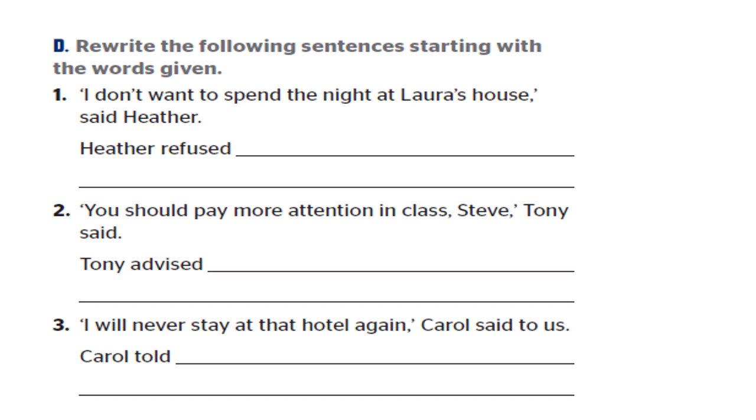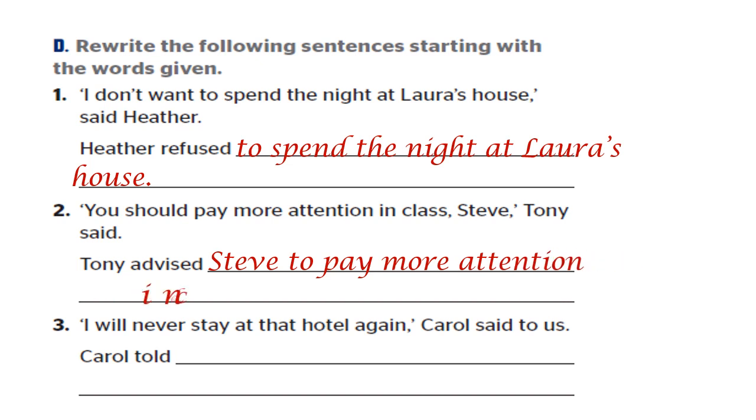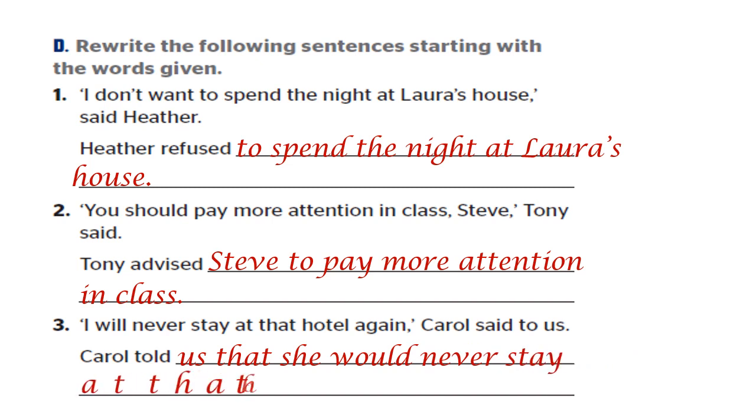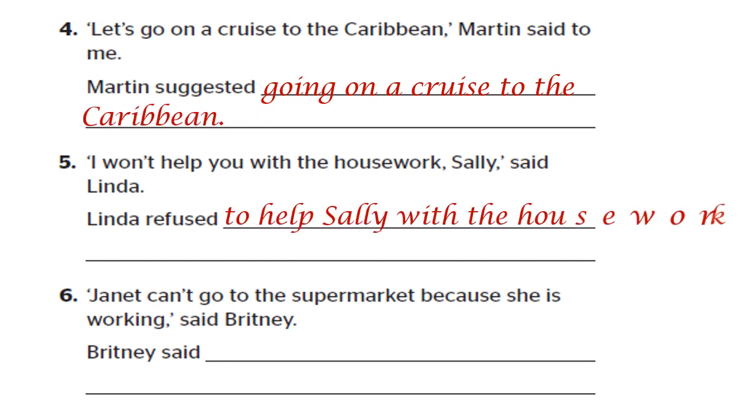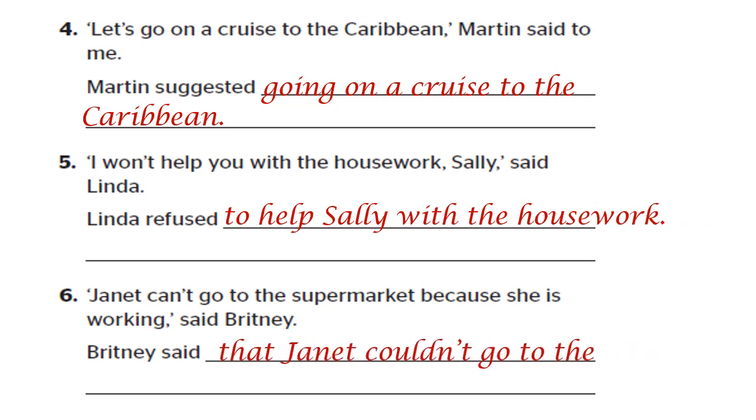So the first sentence, refused to, exactly, to spend the night. The second sentence, advised to pay more attention. The third sentence, told us that, so told that, advised to, and refused to. Number 4, Martin suggested, going must be followed by ing form, refused to help, and said that.